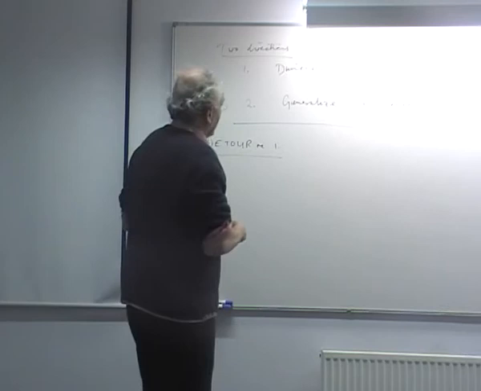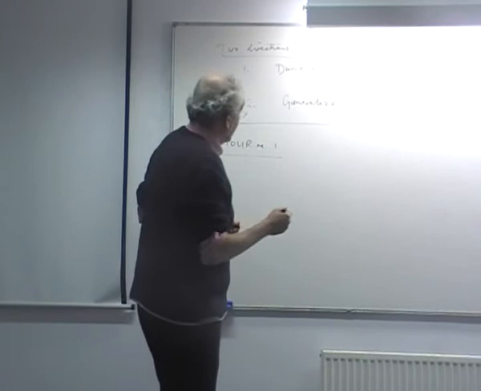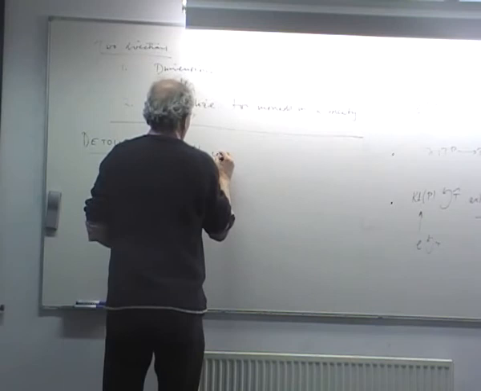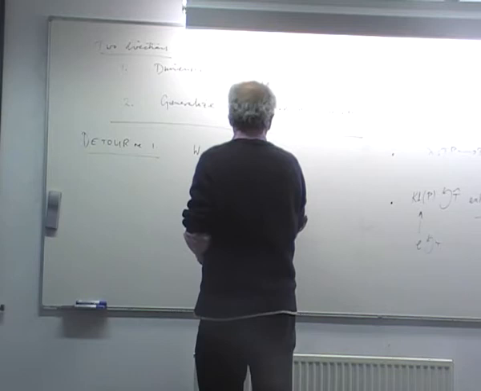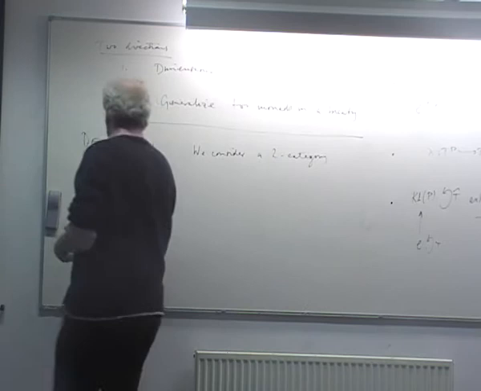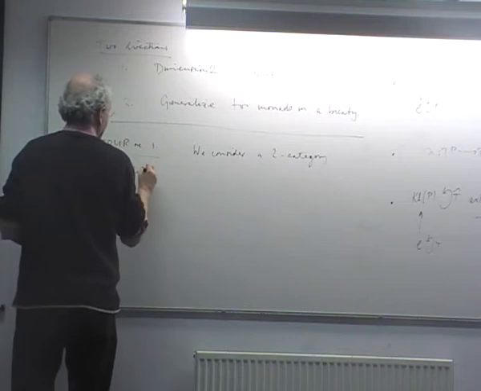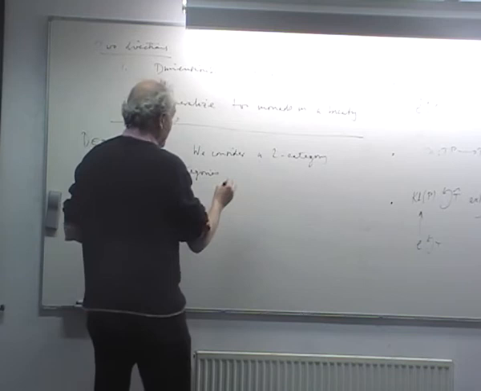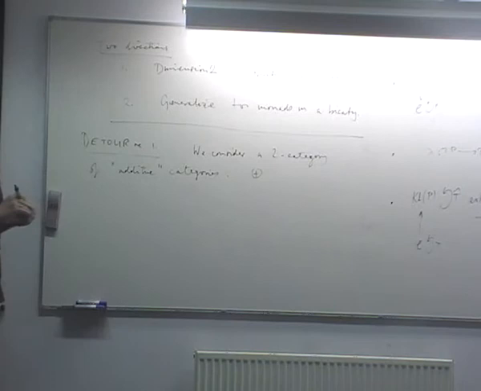I think I need to say something. I need to place us. So we consider, instead of our category C, we consider a two-category, there's no definite agreement about terminology, of additive categories. By which I'll mean categories essentially with a direct sum, so say with a biproduct in the sense of kind of traditional language here.